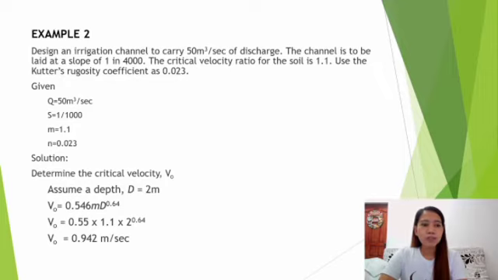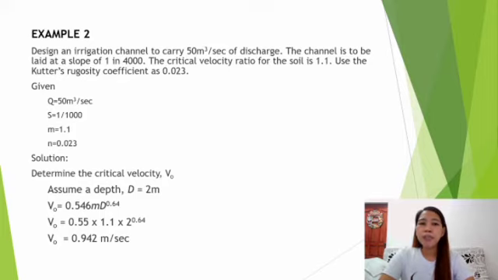One of our examples for this method is: design an irrigation channel to carry 50 cubic meters per second of discharge. The channel is to be laid at a slope of 1 in 4,000. The critical velocity ratio for the soil is 1.1. Use Kutter's rugosity coefficient as 0.023. So we have given values for Q, S, m, and n. The first step is we need to assume the value for the depth, D.